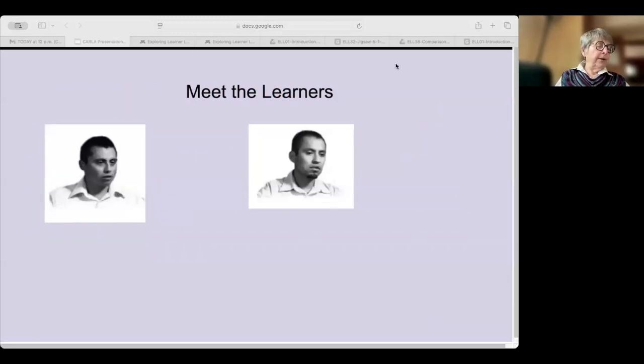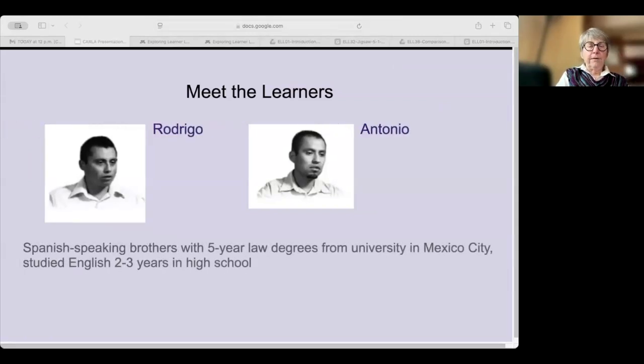So now we're going to meet the learners, and I'm going to introduce you to them in a little more detail. First two are Rodrigo and Antonio. They're Spanish-speaking brothers, they're our lowest proficiency learners, with 5-year law degrees from a university in Mexico City. They've studied English 2 to 3 years in high school, but their proficiency is still rather low. That said, they're older and more highly educated than the other learners.